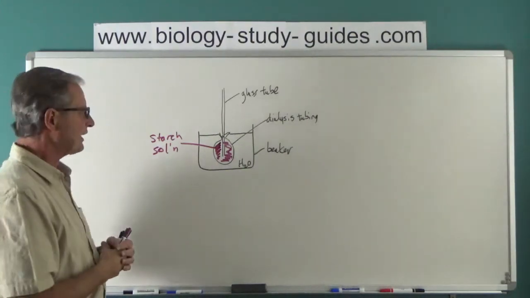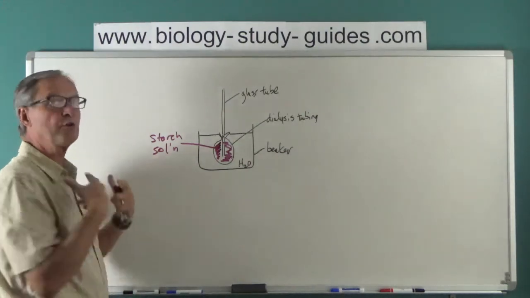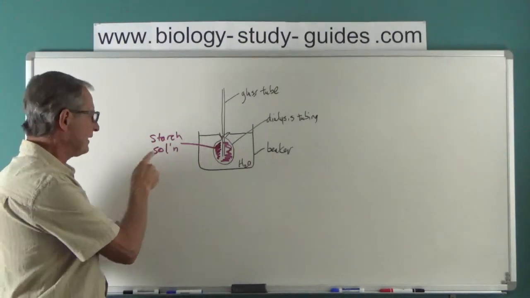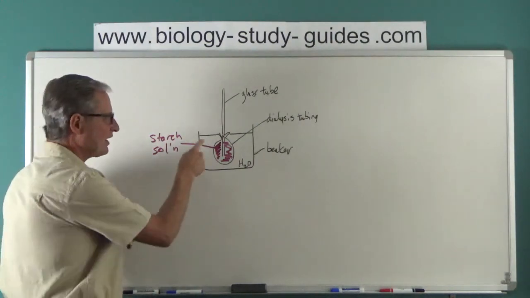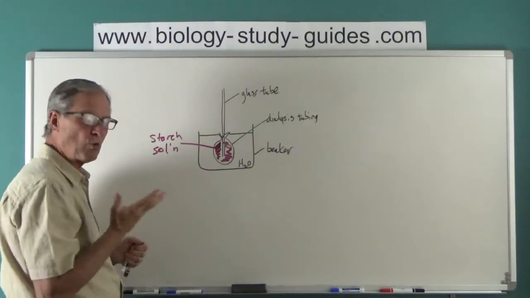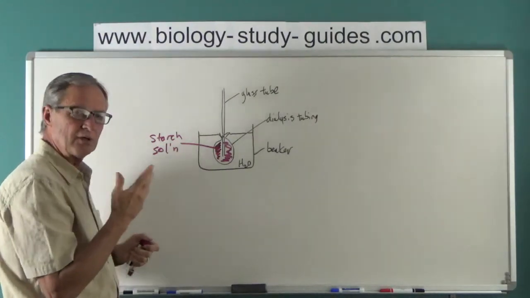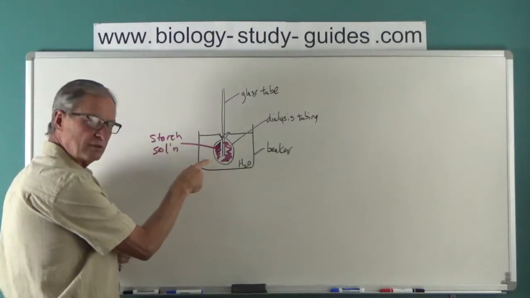Prediction, what's going to happen? Well, logically enough, starch, or if we'd used protein or something like that, doesn't matter. Starch is a very big molecule and it's not going to get out of the dialysis tubing. Dialysis tubing is like a membrane. It'll allow water through, but it won't allow things like starch or protein through. So this can't get out.